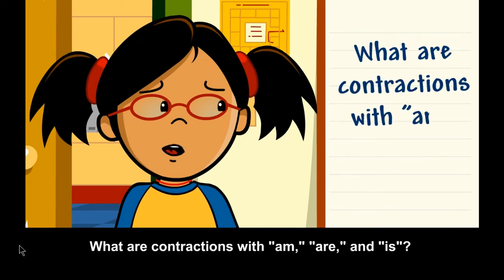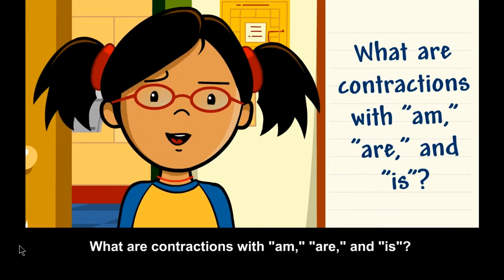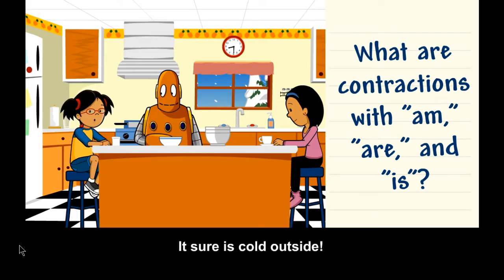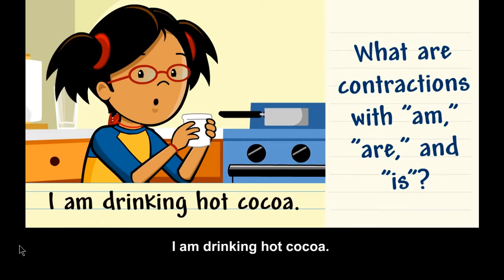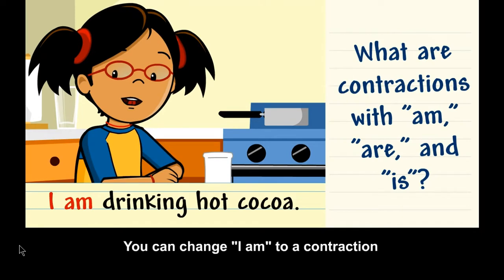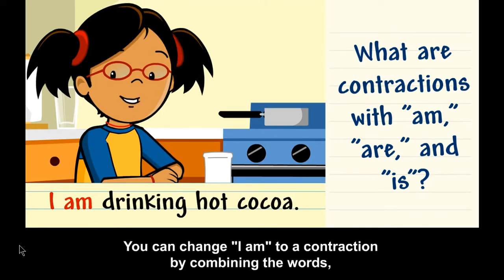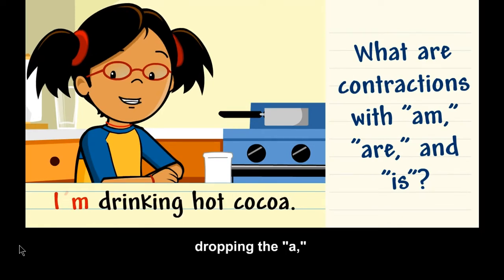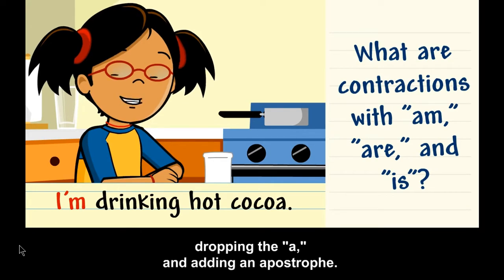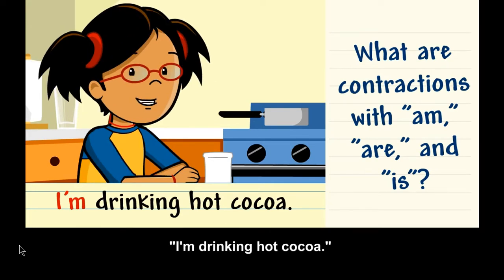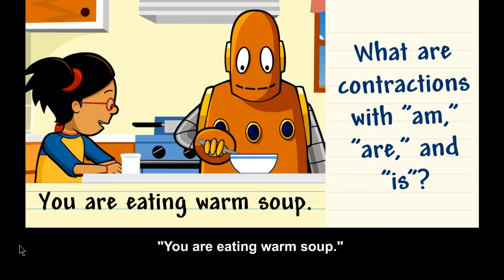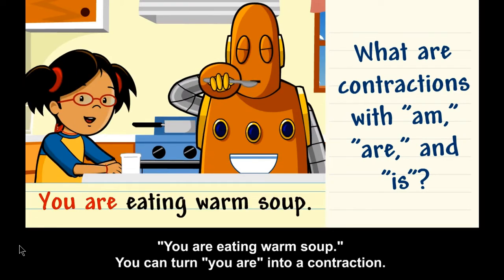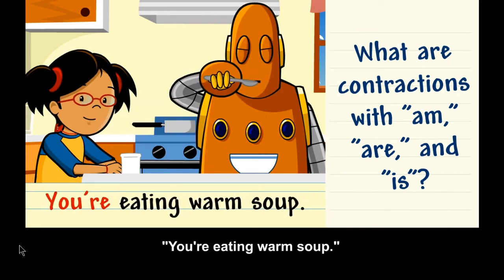What are contractions with am, are, and is? It sure is cold outside. I am drinking hot cocoa. You can change I am to a contraction by combining the words, dropping the A, and adding an apostrophe. I'm drinking hot cocoa. You are eating warm soup. You can turn you are into a contraction. You're eating warm soup.